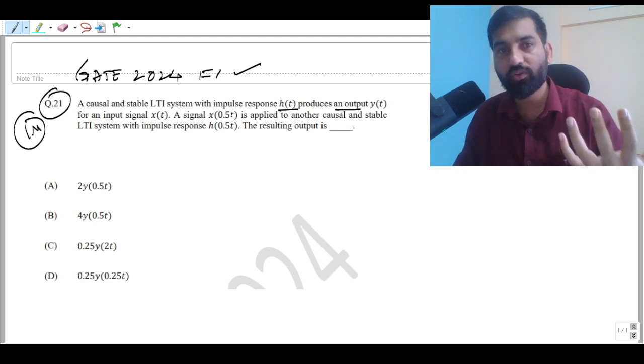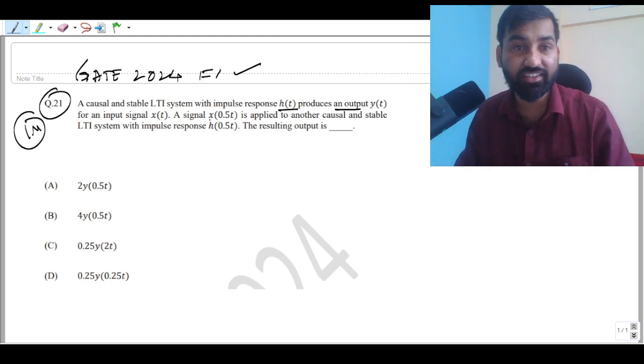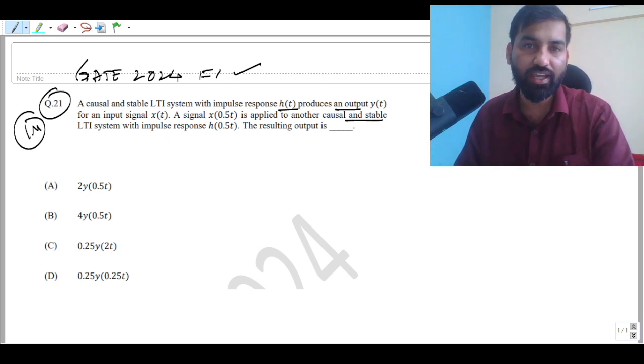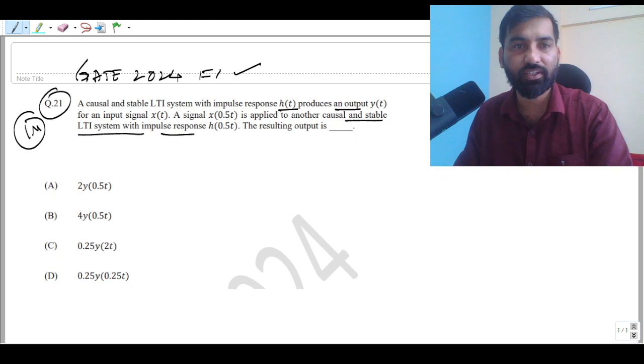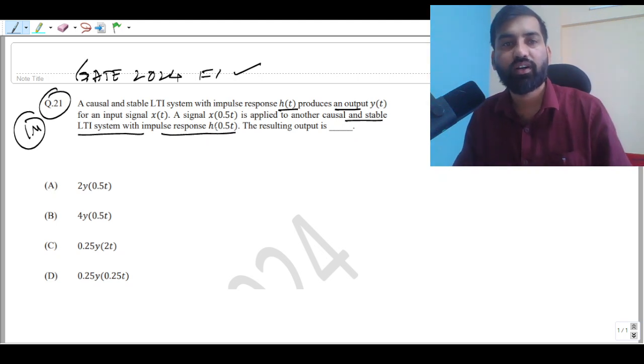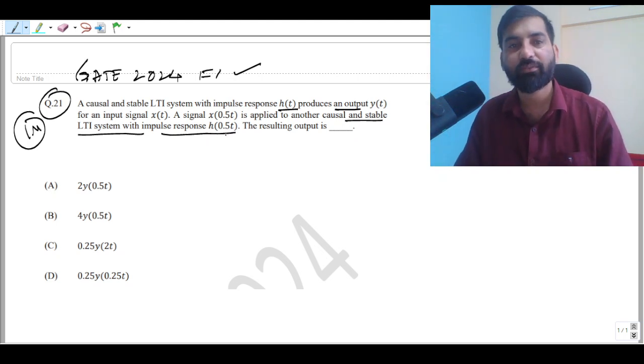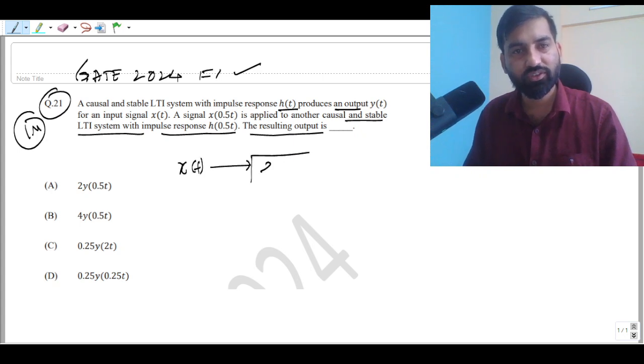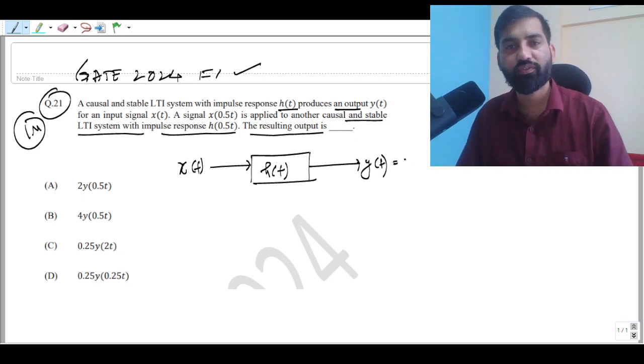Now the input signal is scaled by alpha, where alpha is 0.5, and applied to another causal and stable LTI system with impulse response, which is also scaled by the same amount, alpha. The resulting output is going to be what? As we know, if we apply x(t) to the LTI system whose impulse response is h(t), the output is nothing but the convolution of x(t) and h(t).